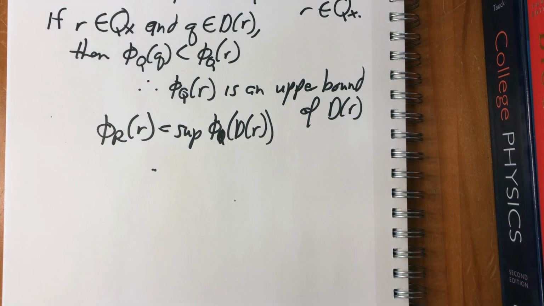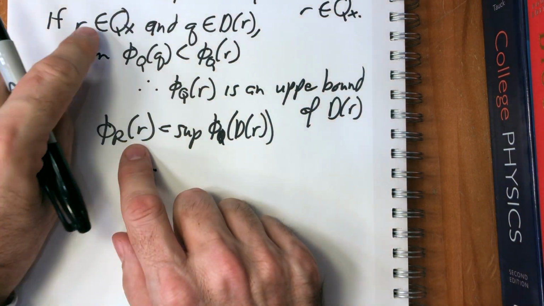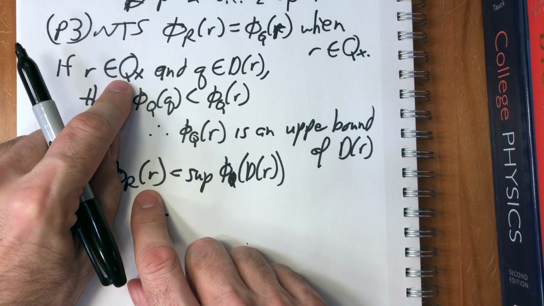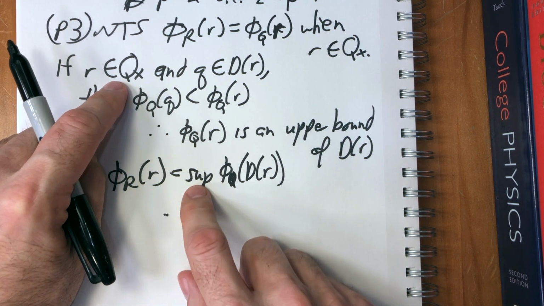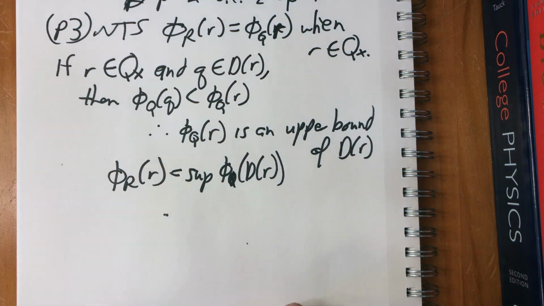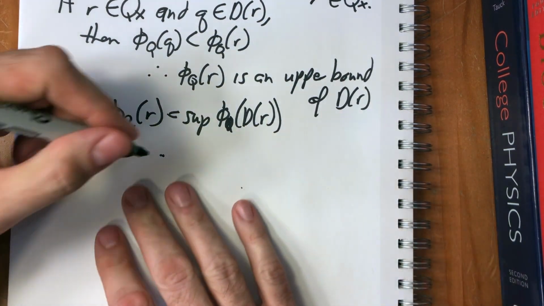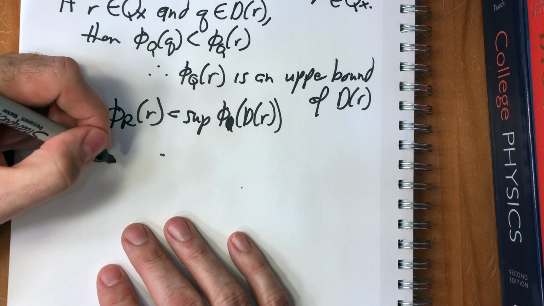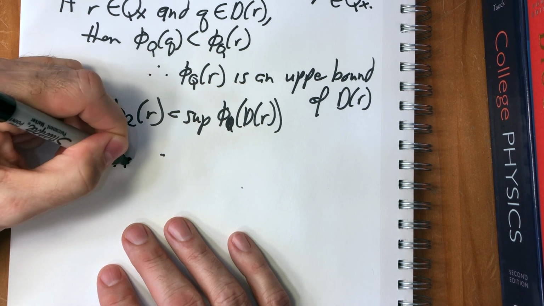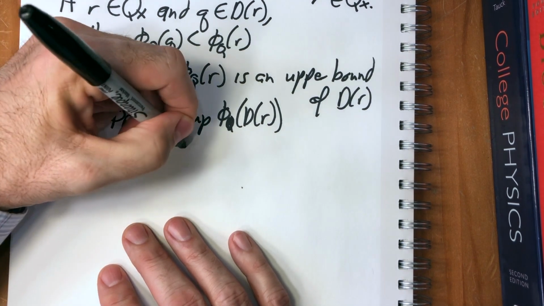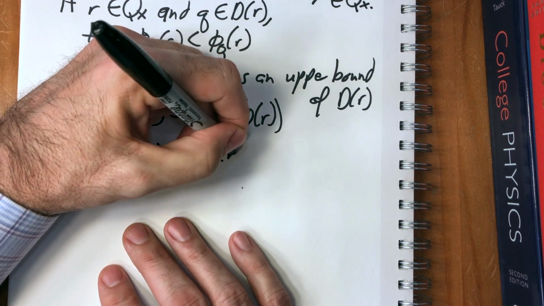But what's interesting is what we don't know yet: even though r is a rational number, we don't know that this is a rational number. So that's what we're trying to show. We have shown that this is an upper bound. So that means that we know now that phi R of r is less than or equal to phi Q of r.